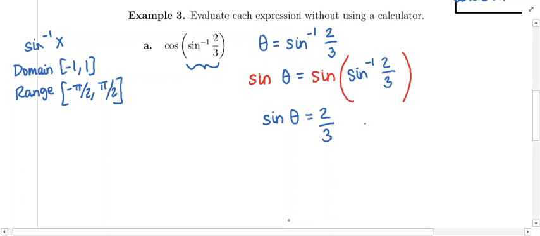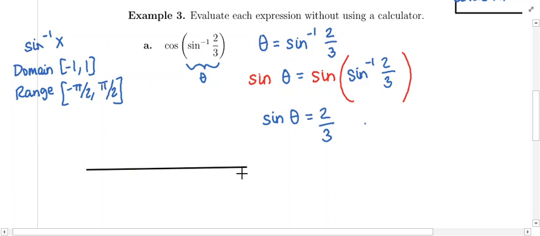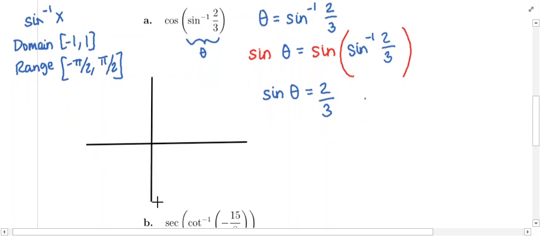Now we're going to draw a right triangle that illustrates this situation. We have the sine of some angle theta. Remember, this quantity in parentheses is representing theta. The sine of this angle is 2/3. We have to take into consideration the range here. Sine inverse is going to return an angle between negative pi over 2 and positive pi over 2. So again, that's quadrants 1 and 4. When I draw out my x and y axes here, I need to concentrate on quadrants 1 and 4 because that is the range of sine inverse.